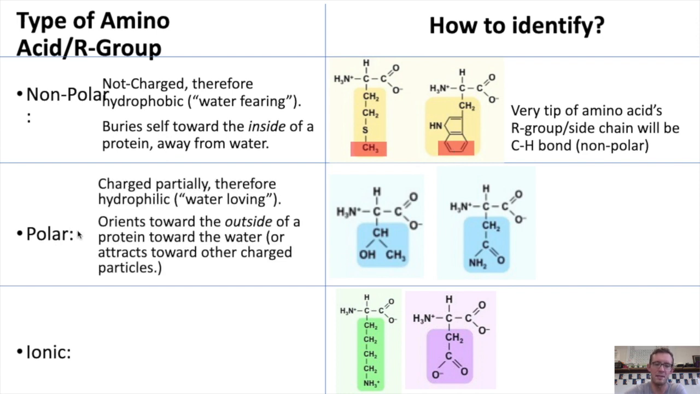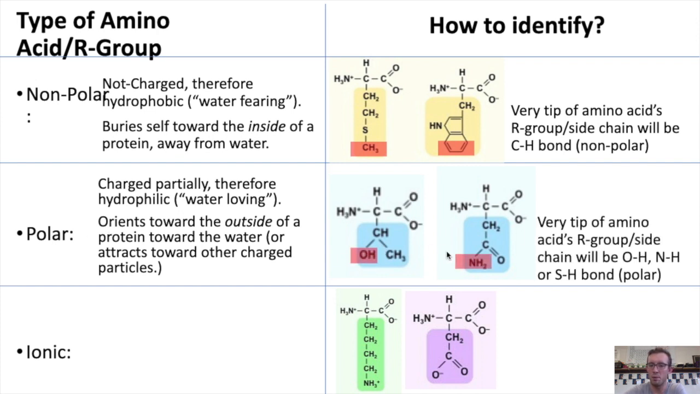The next type of amino acid is a polar amino acid with a polar R group. And so the way to identify a polar amino acid is that at the very tip of the amino acid's R group, there will be an oxygen-hydrogen bond, which is polar, a nitrogen-hydrogen bond, or, in the case of cysteine, which is just one of the 20 amino acids, there could be a sulfur-hydrogen bond.